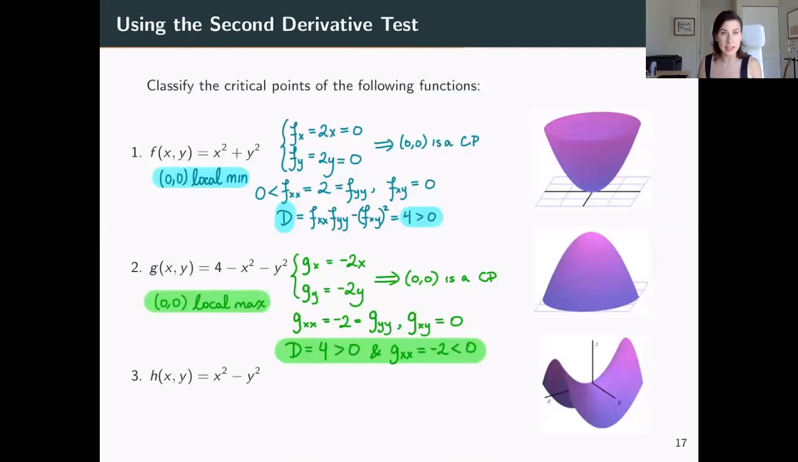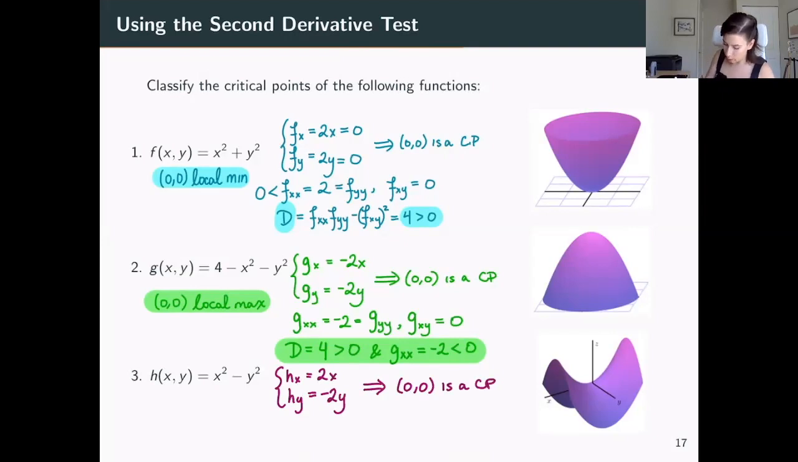For the third example with h, we do the exact same strategy. So here we're going to be looking at h sub x, which will be equal to 2x, and h sub y equal to negative 2y, where we can again get that our point (0, 0) is a critical point.